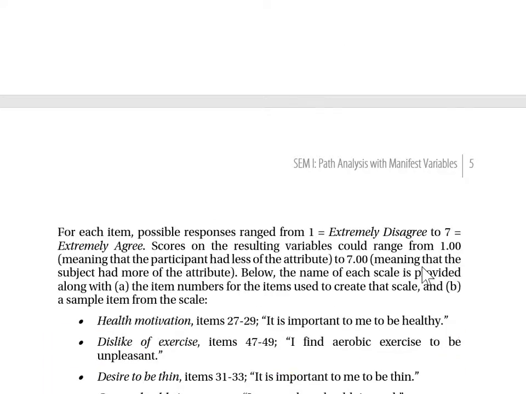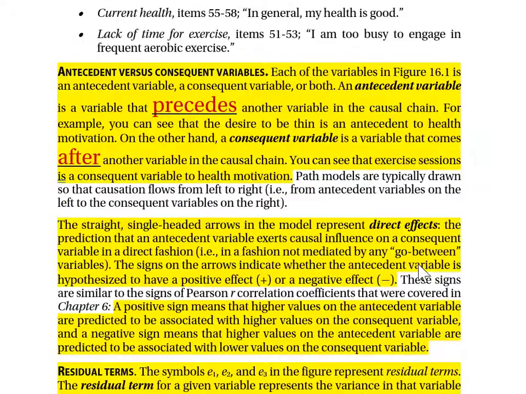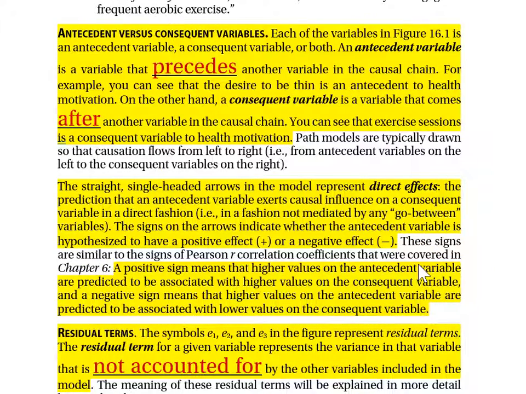Let's skip down to page 5, halfway down. The terminology of path analysis. Antecedent versus consequent variables. Each of the variables in figure 16.1 is an antecedent variable, a consequent variable, or both. First, an antecedent variable is a variable that precedes another variable in the causal chains. For example, you can see that desire to be thin is antecedent to health motivation.